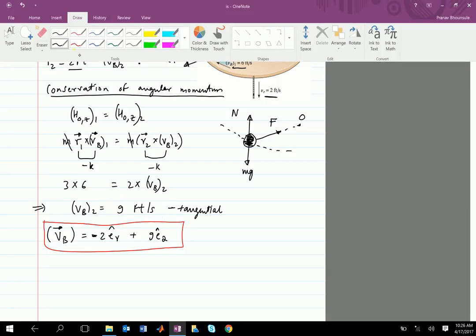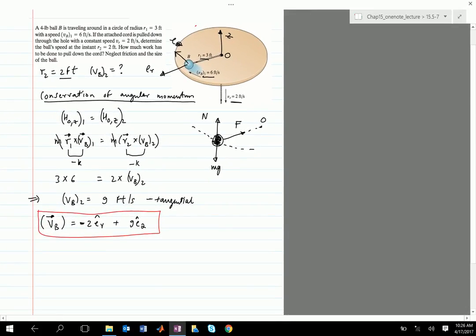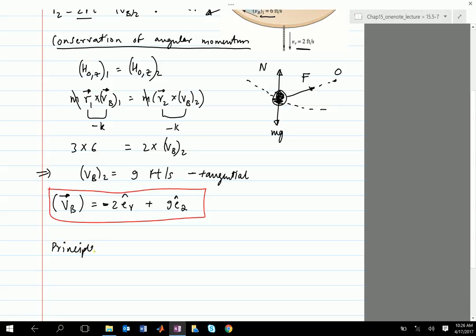Okay, and then the next question is find the work done in moving the ball from the first position to the second position. This is where you could use the principle of work and energy. The work done on the system changes the kinetic energy from its initial velocity of 6 feet per second to its final velocity, which I just computed. So using the principle of work and energy, we have T1 plus U12 equals T2.